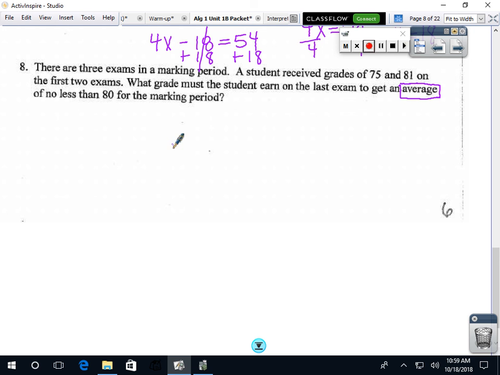Okay, what all are we adding up? Whoa, not 80. That's what they want their average to be. We don't know the 3rd exam yet, right? That's what we're trying to figure out, what grade they must earn on that last exam. But we add them up, divide by how many exams there are, which is 3, and they want to make no less than an 80. What does no less mean? So 80 or higher, which is greater than or equal to. Okay, we'll solve this when we come back.